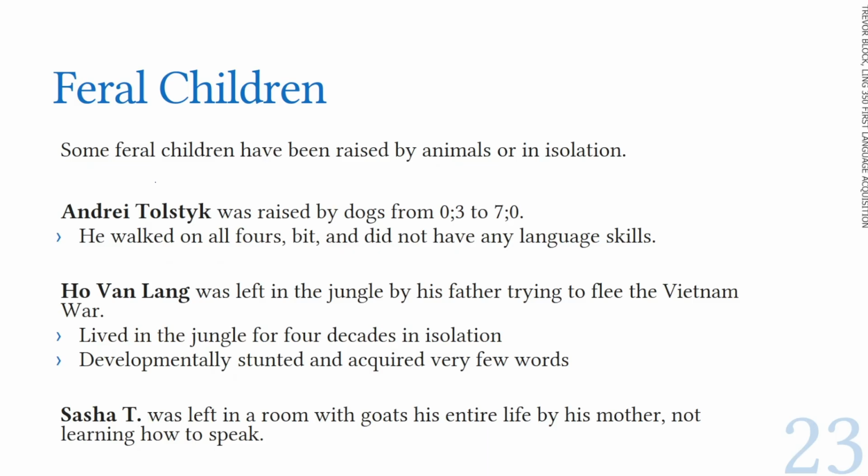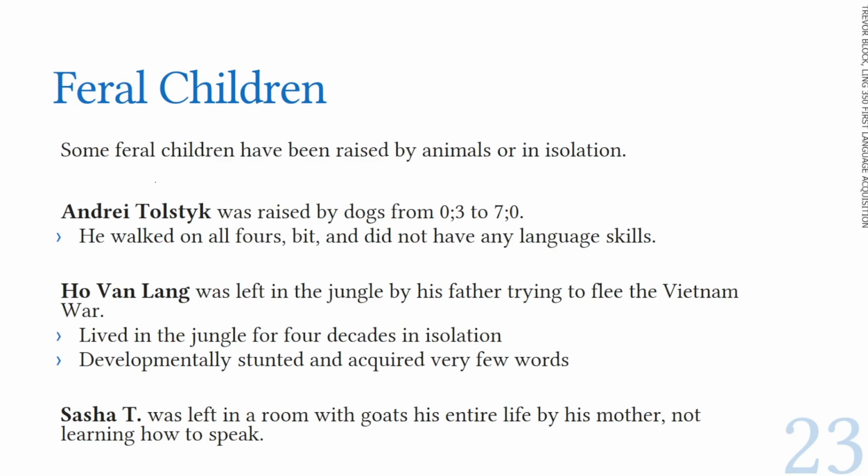So it's not always a case of some parent or figure being abusive. Here are some stories of other people who have been dubbed as feral children. So Andrei Tolstik, raised by dogs from 3 months to 7 years, behaved like a dog, did not pick up language. Ho Vai Long was a kid who had to grow up in the jungle by himself, fleeing the Vietnam War. So he lived in the jungle by himself for 40 years and didn't really acquire much words or language. I guess there was some acquisition by the father before he was left, but language was not developed. To me, this sounds like a folk's tale at first, but I believe this one is true.